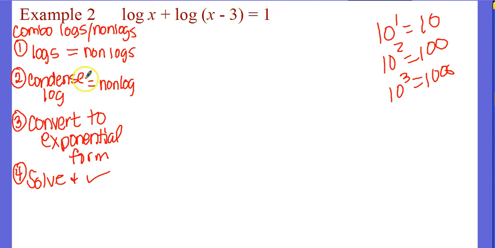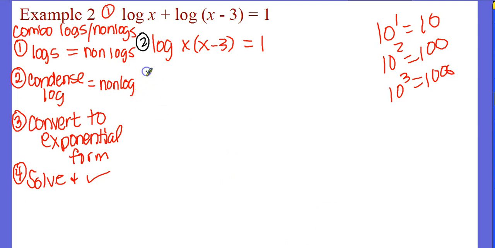Logs equal exponents. Okay, so let's condense, because step 1 is already taken care of. So step 2, condense. So what property allows me to combine these two separate logs into a condensed log? Multiplication, right? The log of a product is equal to the sum of logs. We're just working it in reverse. So the sum of logs is equal to the log of a product, equals 1. So that's step 2. I'll color code that.